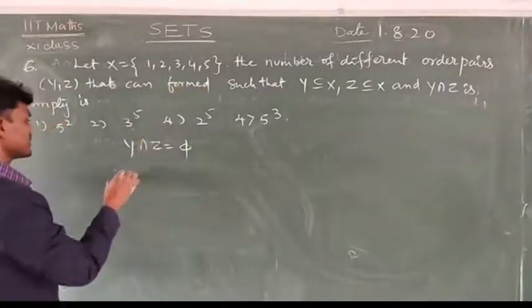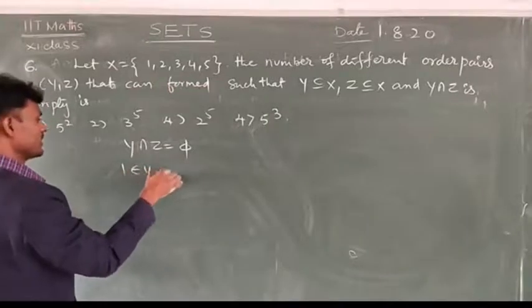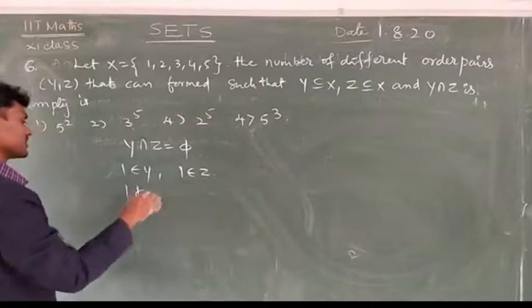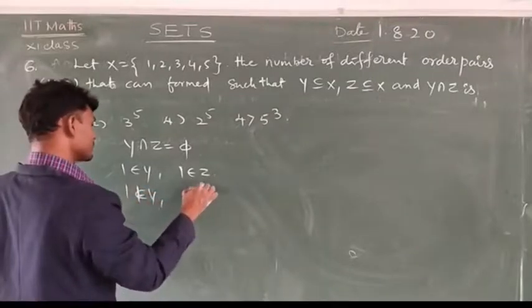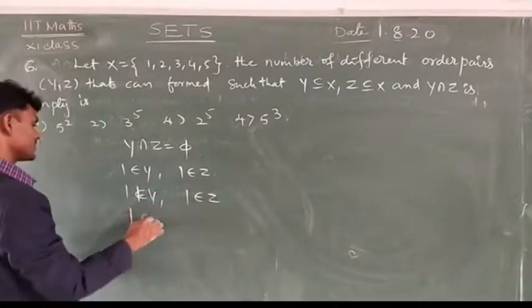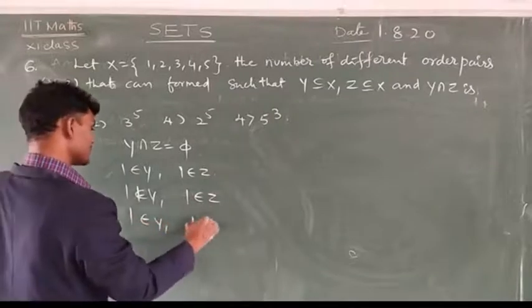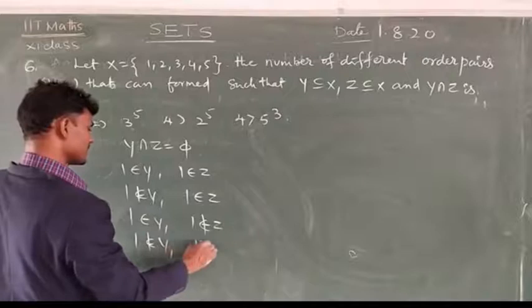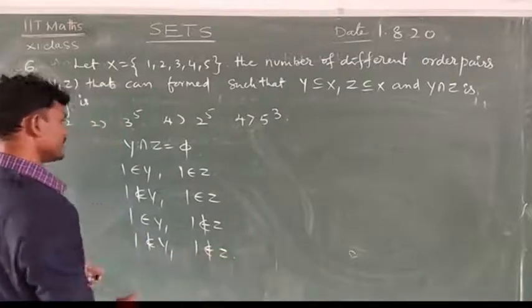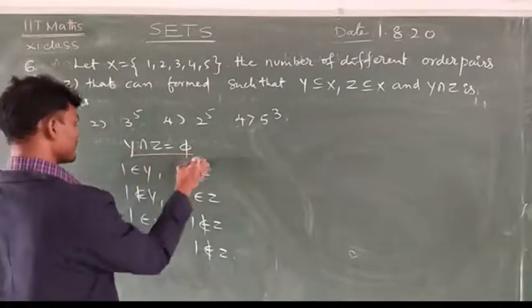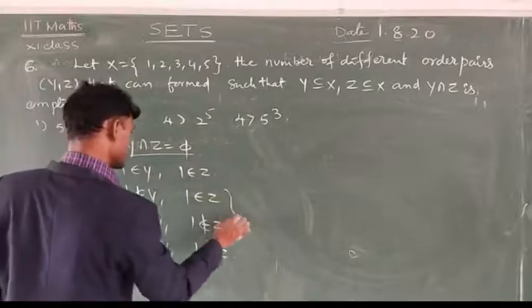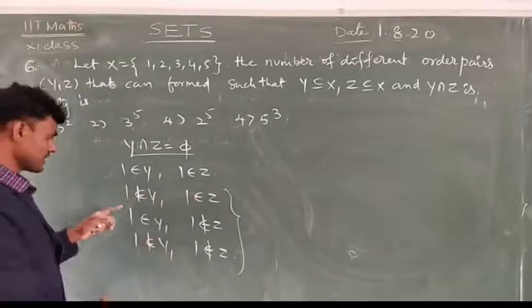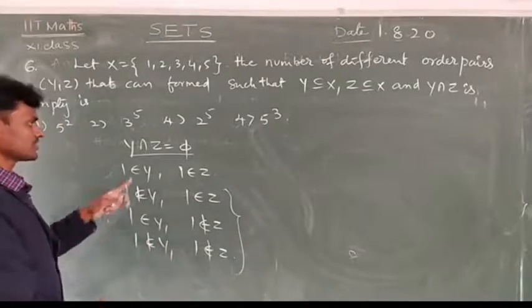Here 5 elements. Then you can take one that belongs to Y and not to Z, or one that belongs to Z and not to Y, or one that belongs to neither Y nor Z. Here Y intersection phi, how many cases will come? Here 3 cases. The intersection is not equal to 5. That's why 3 cases are also possible.